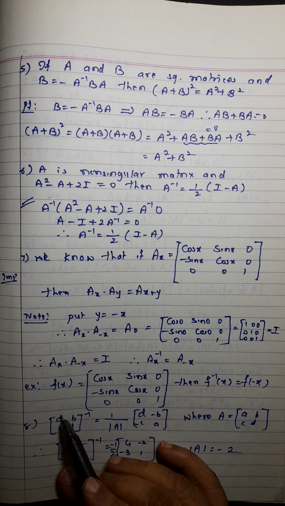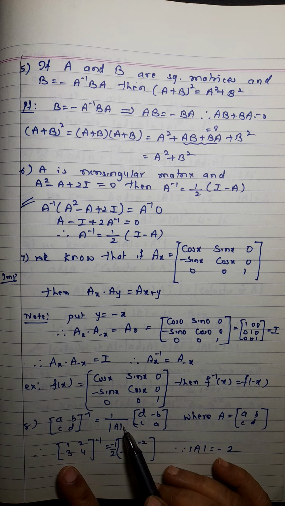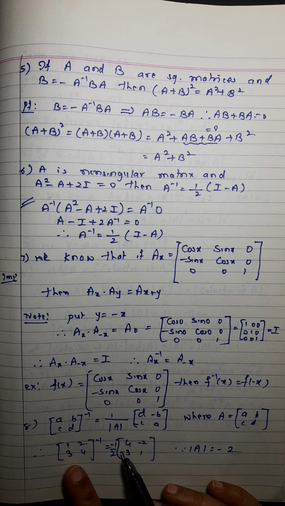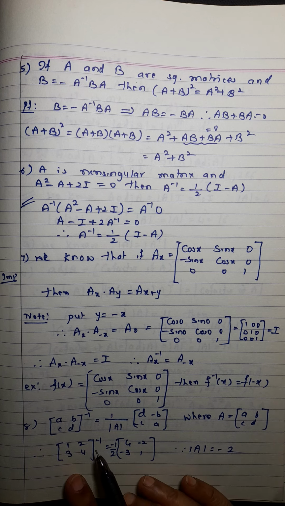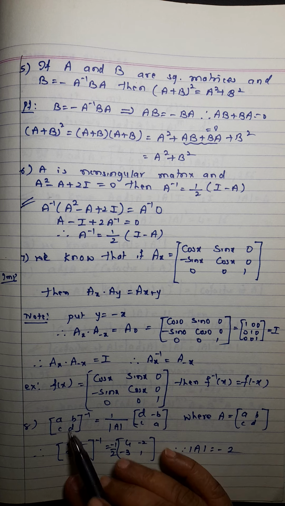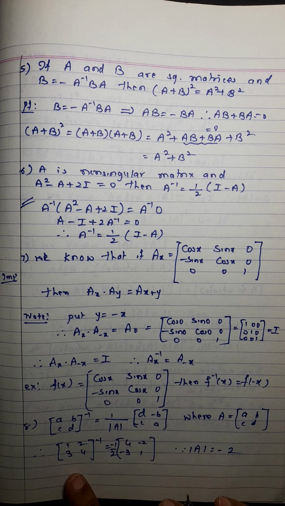For a 2 by 2 matrix, you know the inverse is 1 upon determinant of A. This you reverse and attach a negative sign to this, where A is this. So we can find out the inverse like this. So this we can find out orally, no need to write adjoint and all.